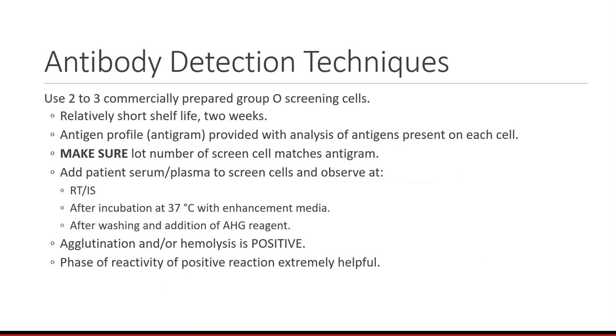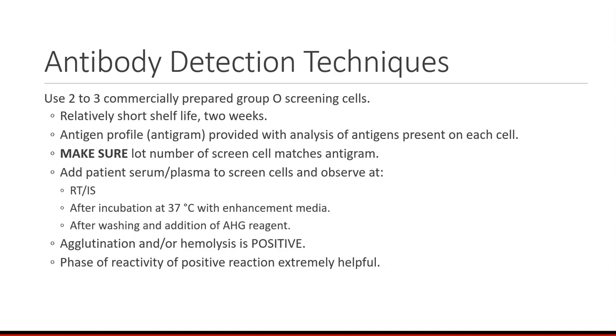Antibody detection technique used 2 to 3 commercially prepared Group O screening cells. Group O because they are ABO compatible with all blood groups. They have a relatively short shelf life of 2 weeks because some antigens will deteriorate on the cells, which may result in a false negative.